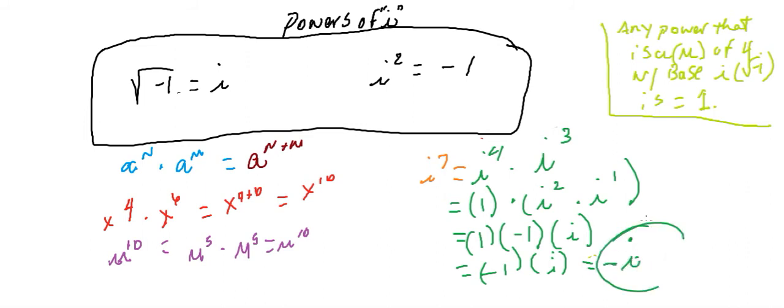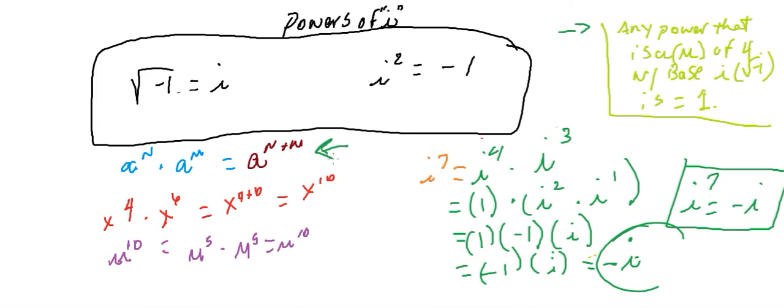So basically, what this is saying is that I to the 7th is equal to negative I, and we did it based on this rule and this rule, breaking down the powers and also knowing that any I raised to a power that is a multiple of 4 is equal to 1. Okay, so let's go ahead and stop this video, and we'll resume the next problems in the next video.